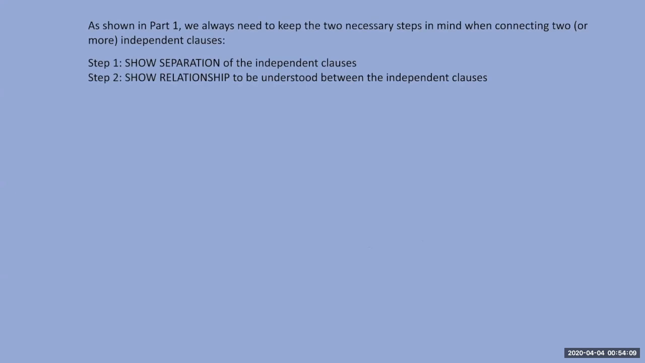As shown in part 1, we always need to keep the 2 necessary steps in mind when connecting 2 or more independent clauses. Step 1, show separation. Step 2, show relationship.